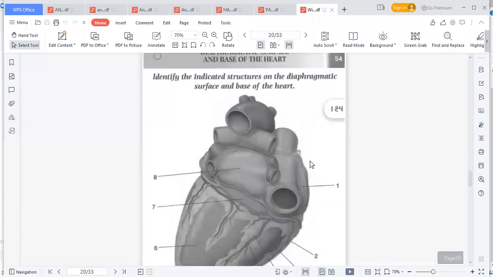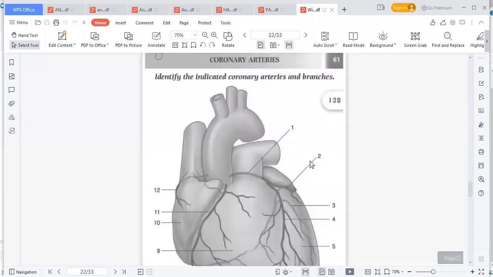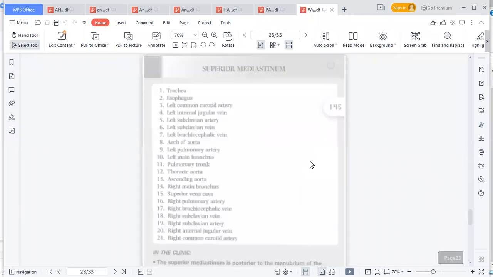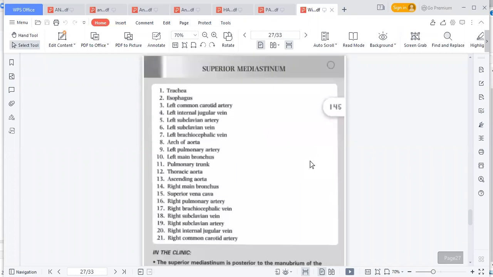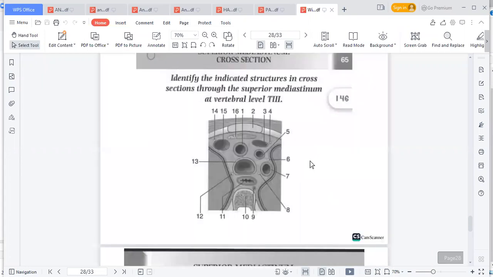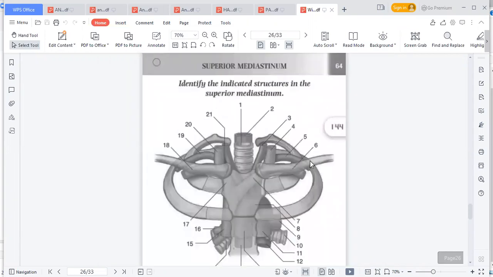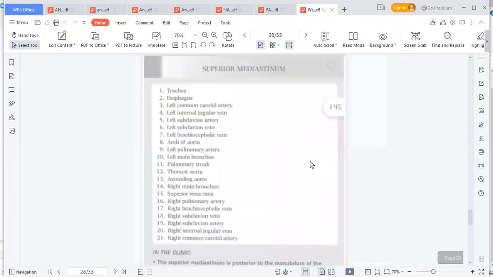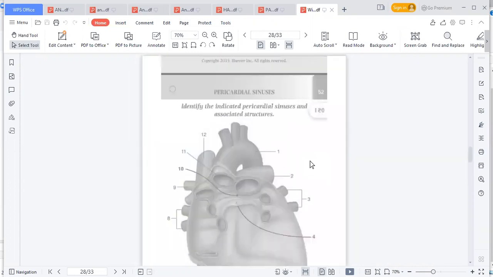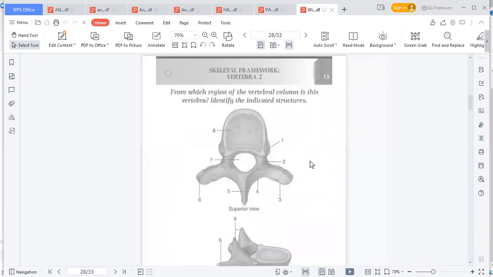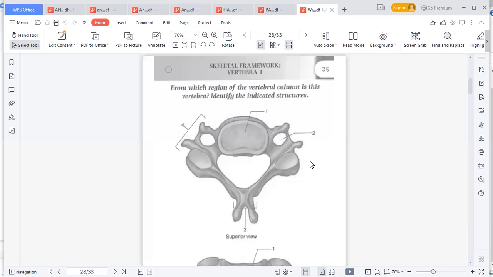Not really, but just for the sake of going through them. There is this one. This one I'm suspecting that they can bring it, because it's a bit troublesome. Even this one, they can bring it. So make sure to go through the diagrams properly. Know at least some features. The ribs and the vertebrae, know them properly.